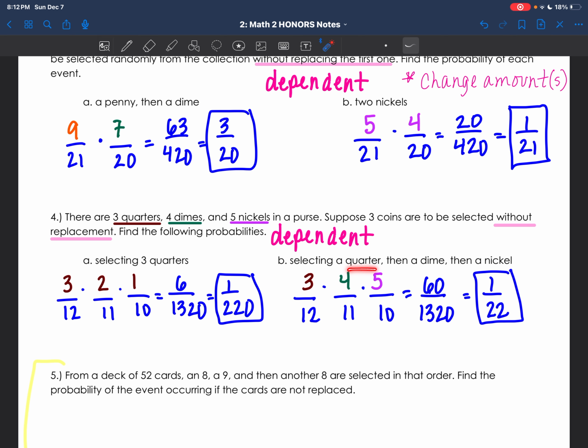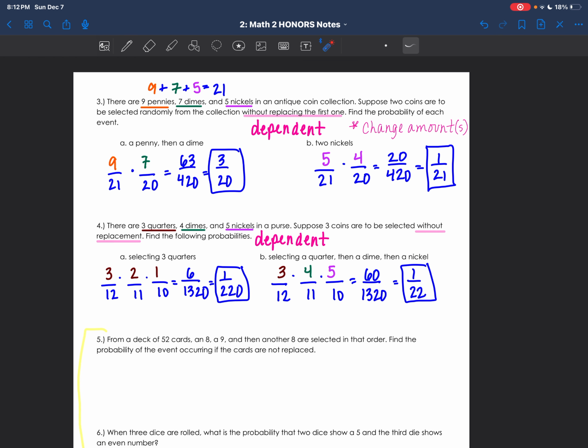Now, if we're selecting a quarter, a dime, and then a nickel, if you were without replacement, I have 3 quarters out of 12. Well, if I don't replace that 1 coin, I have 11 coins left. So 4 out of 11. And then same thing, if I don't replace these 2, I have 10 left. And then, since I haven't picked any other nickels, I have 5. So go ahead and multiply those and you'll get 1 over 22.